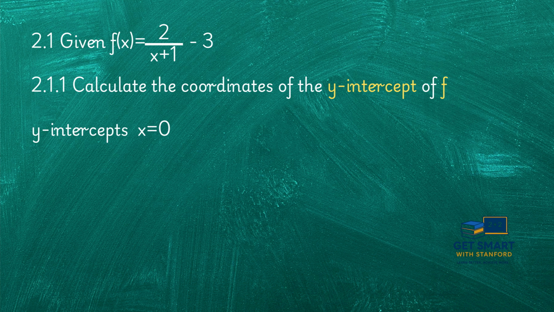We already know that for the y-intercept, our x is equal to 0. Therefore, we substitute x with 0. Then the value of y is -1. So we have the coordinates (0, -1).